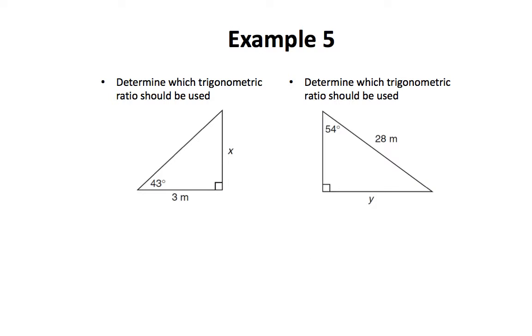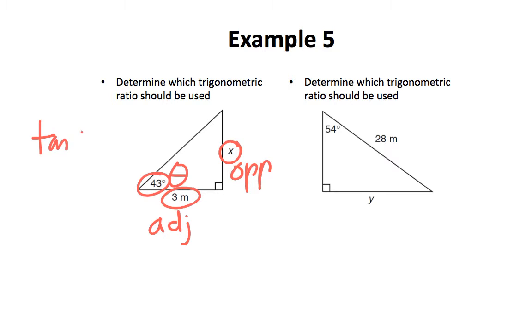In our fifth example, we want to determine which trigonometric ratio should be used. Let's take a look at the triangle to the left. We've been given this angle, which is 43 degrees. I'm going to relabel it as theta. That means this side, which is 3 meters, would be the adjacent side, and this side, labeled x, would be the opposite side. So the trig ratio that contains opposite and adjacent would be tan theta.